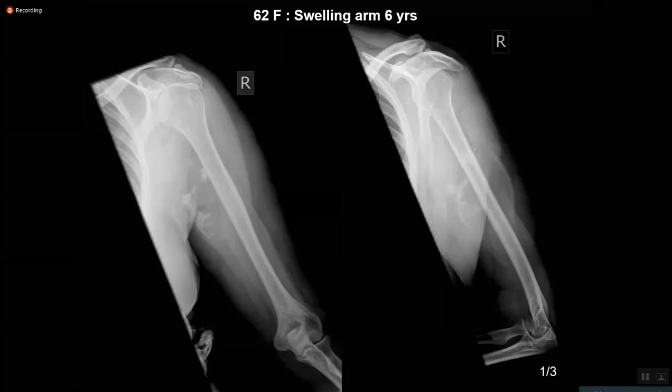Yes, please. This might be the last case of the day. We have already gone beyond about 20 minutes, so this will be the last case for you. So I'm presented with AP and lateral radiographs of the right humerus of a 62-year-old female.